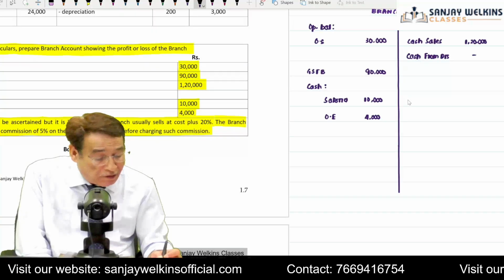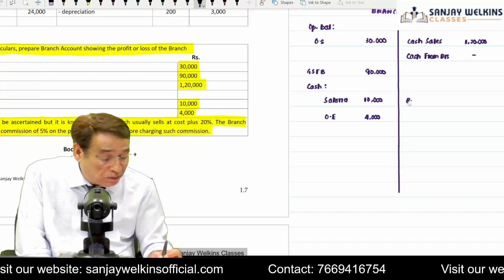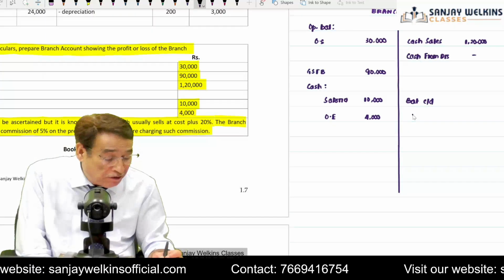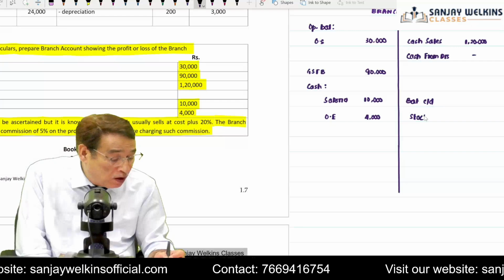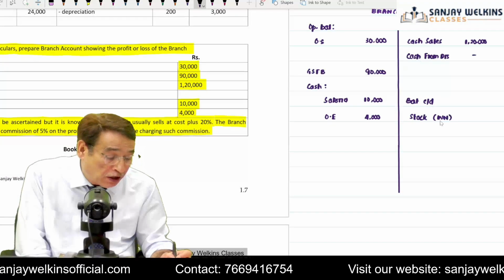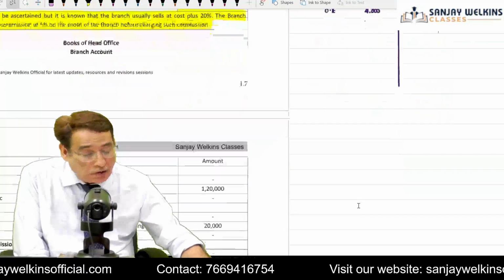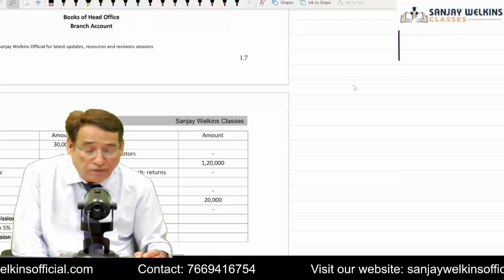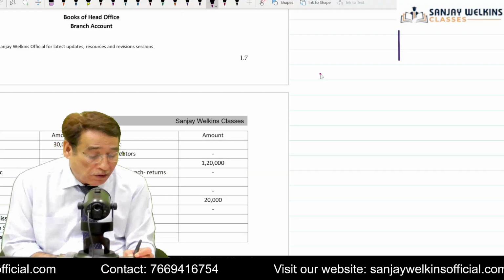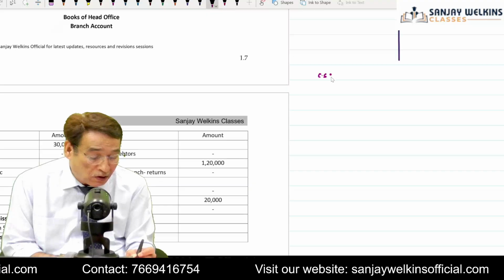Now, I will have to write here balance carried down. Under balance carried down, I will have to write here stock, and I will have to determine the stock. That means I will have to put up a working note. Is it clear to you? So how are we going to determine the closing stock? First of all, let me make it absolutely clear. So determination of closing stock with the branch, this is your working.